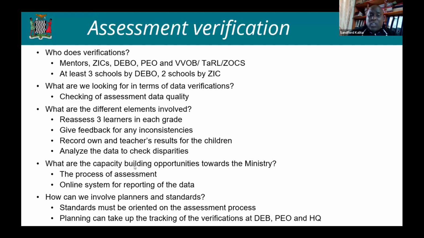What happens at school level is actually the reassessing of 3 learners. You are going to pick at random 3 learners in each grade of those that have been assessed. For example, in grade 3, grade 4, and grade 5, each grade, you pick at random 3 learners and have them for your reassessment so that you verify what you are seeing on paper.